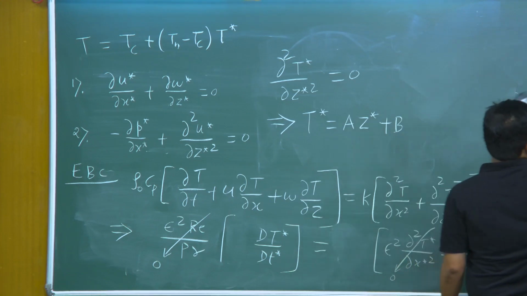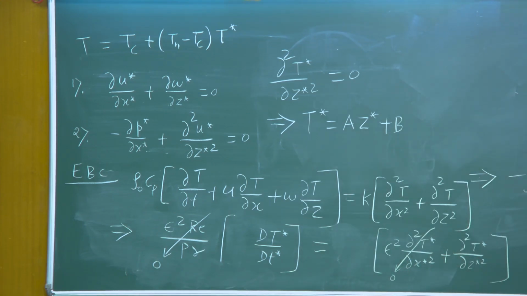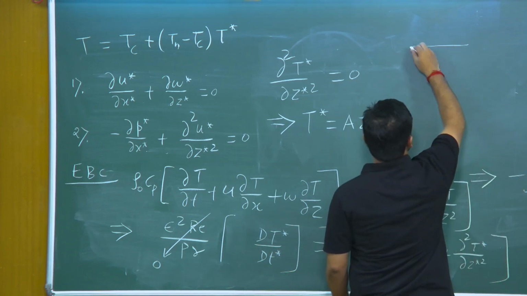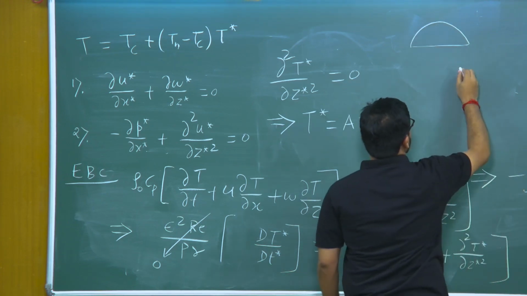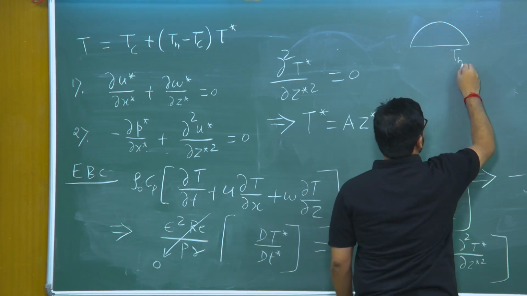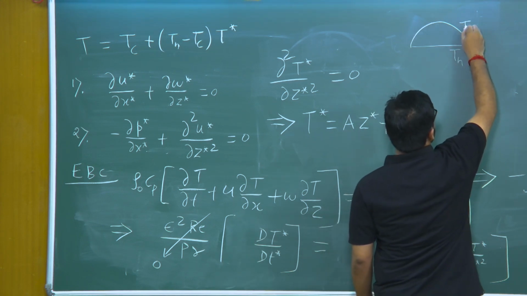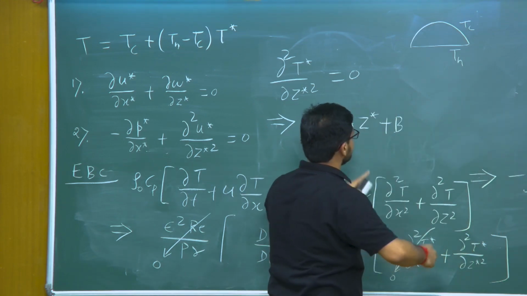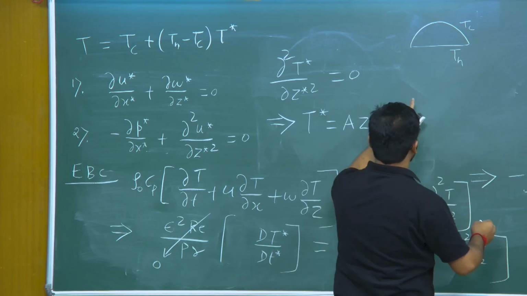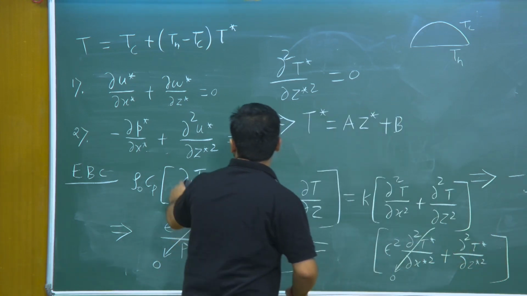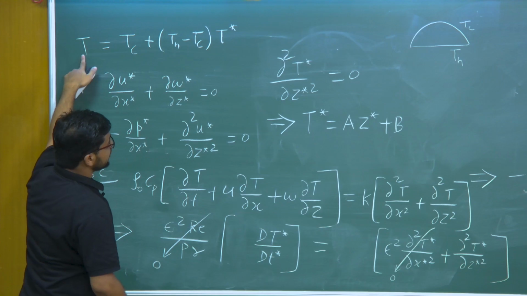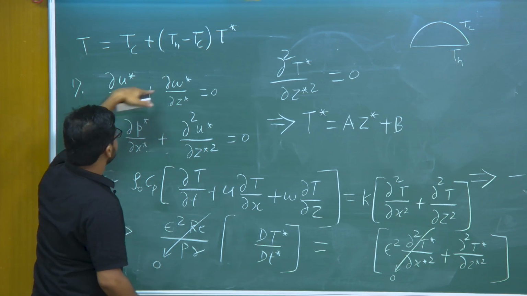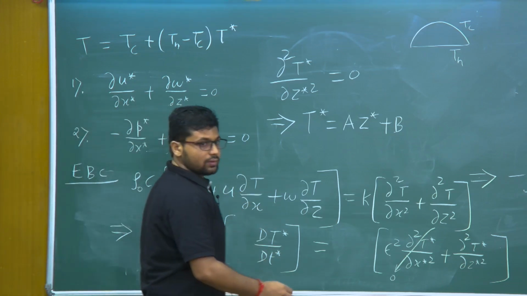And what are the boundary conditions we have here? If we draw the schematic of the model, this was Th at z equal to 0, this was Tc. Because these are dimensionless variables, we will have to write the boundary conditions in dimensionless form. So, if you put T equal to Th, you will get Th minus Tc over Th minus Tc, so T star will be equal to 1.